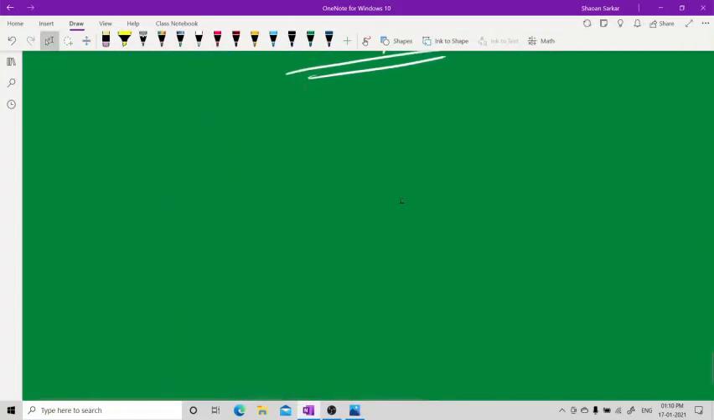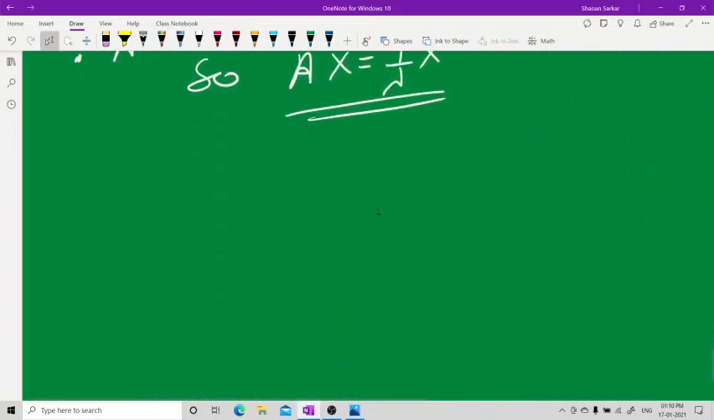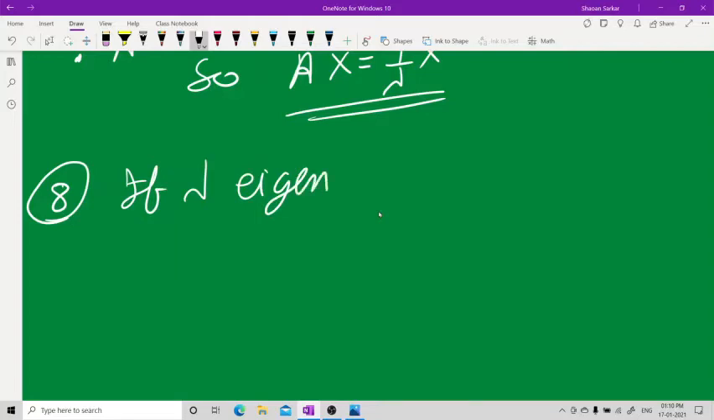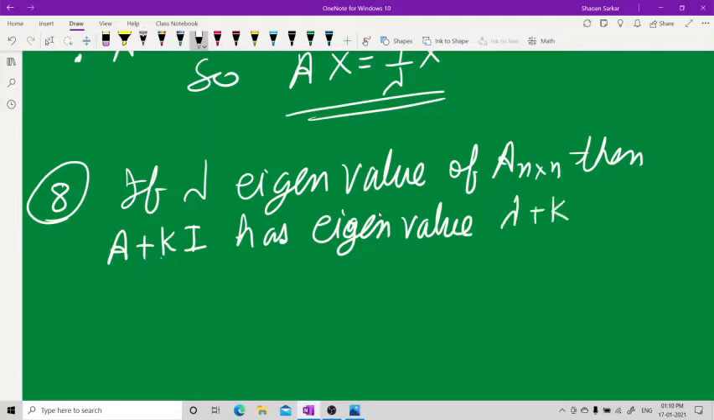Now one more important fact that we need to see. We have property number 8. That is, if lambda is an eigenvalue of A, that is an n cross n matrix undoubtedly, then A plus Ki, where I is the identity matrix and K is a scalar, has eigenvalue lambda plus K. That is what I have to prove.